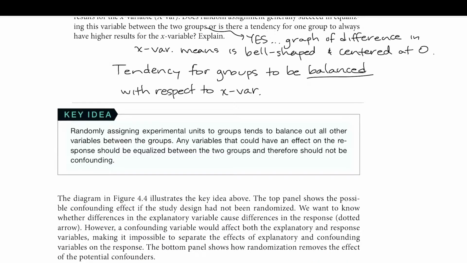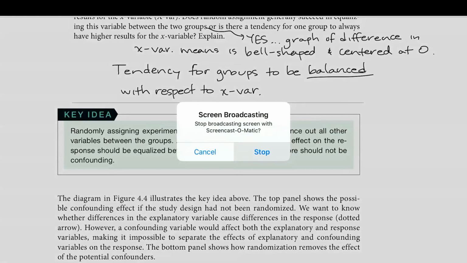So let's read the key idea. Randomly assigning experimental units to groups, like by putting everybody's name in a hat and mixing them up and randomly picking out 12 for each group, or putting everybody's name on a card and shuffling up the cards and dealing them out to two groups. Randomly assigning experimental units to groups tends to balance out all other variables between the groups. Any variable that could have an effect on the response should be equalized between the two groups and therefore should not be confounding.